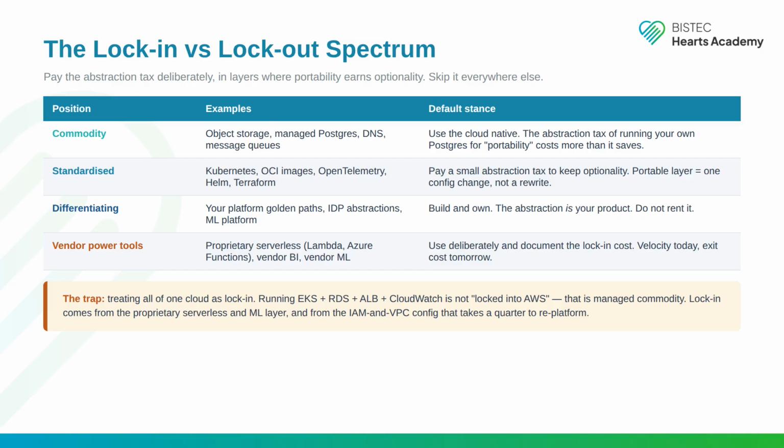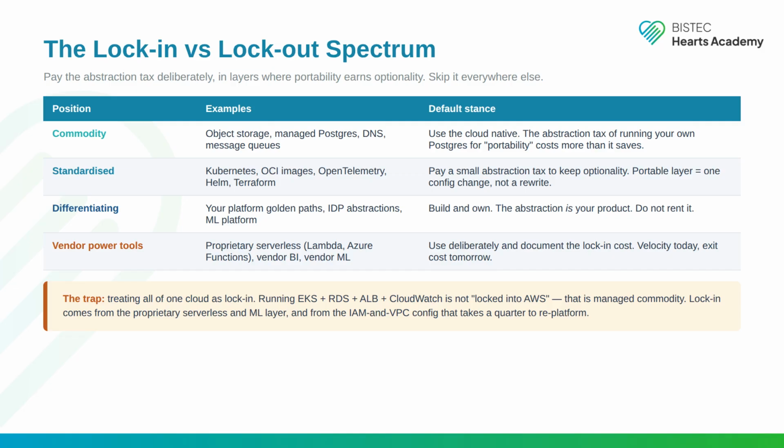For vendor power tools, use deliberately and document the lock-in cost. They buy you velocity today at the price of an exit tomorrow. The price of exit is rarely a line item. It is a year of engineering you did not budget for.